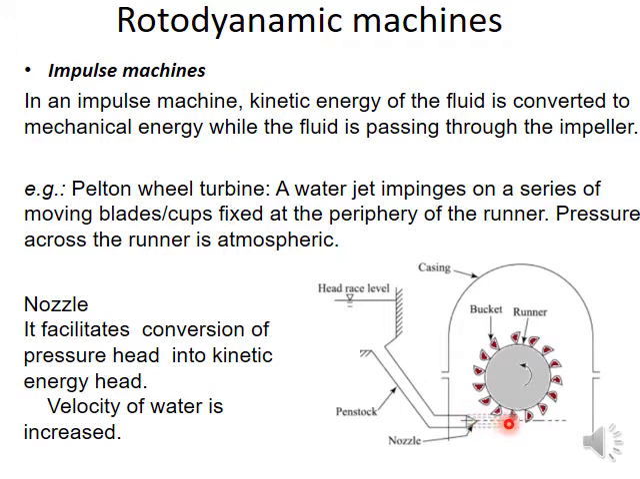So a jet is formed and this jet impinges on these buckets. So this rotates about the horizontal axis in this case, and a torque is generated. So this type of machine is called an impulse machine, where the kinetic energy of the fluid is converted to mechanical energy. So the best example is the Pelton wheel turbine. They usually operate under atmospheric pressure. So the water jet impinges here and pours down.